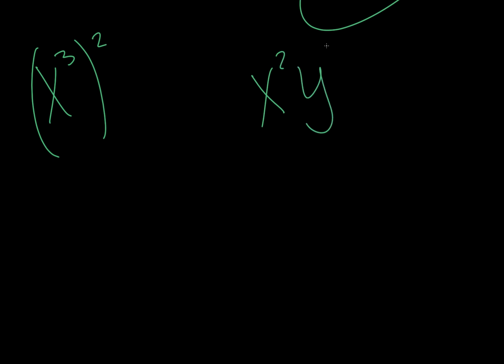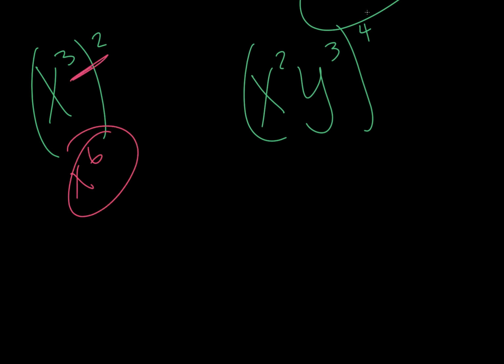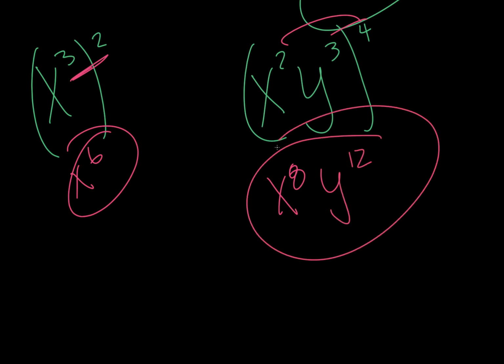Okay. Now we'll move on to the multiplication rule. x to the 3 to the 2. And x squared y to the 3, and then all of that raised to the 4. So in this situation, we want to multiply exponents. So we do 2 times 3, we end up with x to the 6. This one, we want to think of it as distributing. So the 2 times the 4 is going to be x to the 8. And then 3 times 4 is going to be 12. Okay?